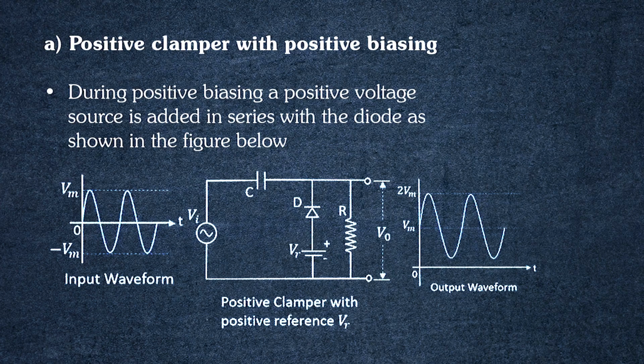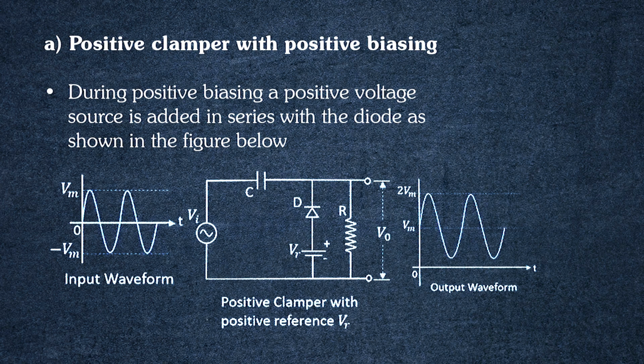So, let us study the positive clamper with positive biasing. During positive biasing, a positive voltage source is added in series with the diode as shown in the figure. The figure shows that a positive voltage is applied in series with the diode in such a way that the positive side of the voltage is connected to the P terminal of the diode. This circuit forms the positive clamper with positive biasing.